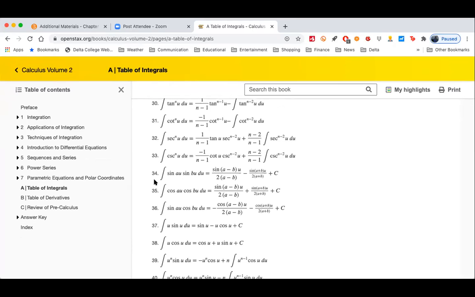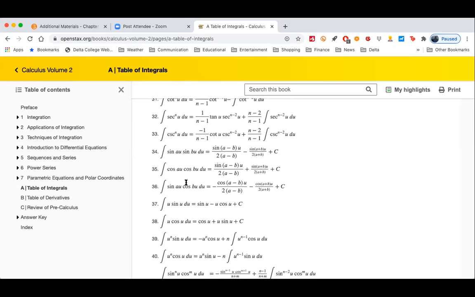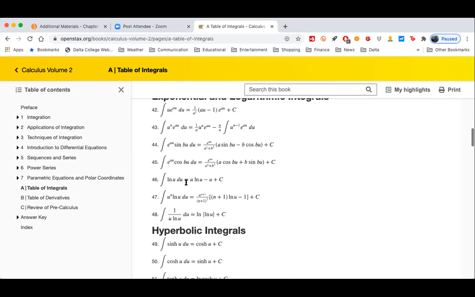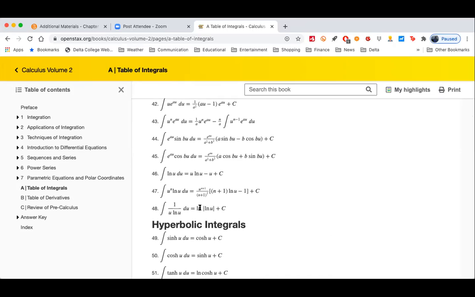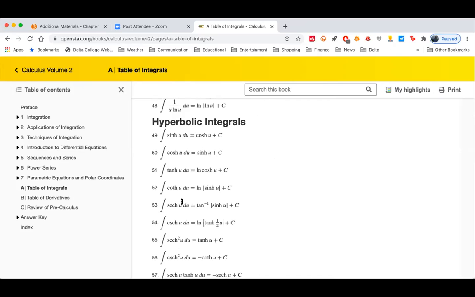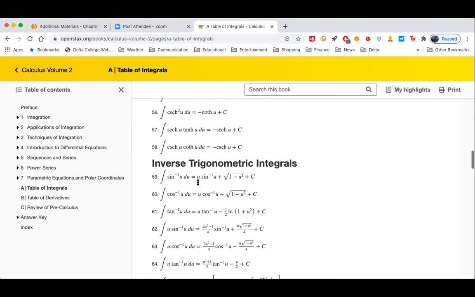And then 34, 35, 36, these are some sort of product to sum formulas that get you out of having a product of two different sine functions or a product of a sine and a cosine. And then they jump to some exponential and log integrals. So a little group there. The hyperbolic functions are in here. Inverse trig integrals. So this is actually integrating the inverse trig functions.